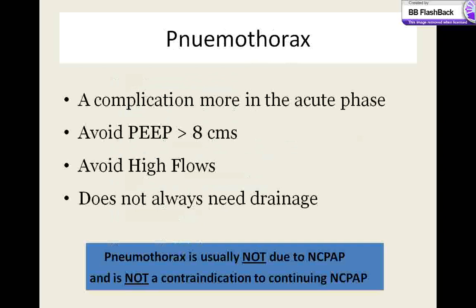Pneumothorax mainly occurs at a time when lungs are stiff in acute phase of the disease. Usually high PEEP levels, more than 8 cm of water, are responsible for air leaks. High flow can be judged by too much bubbling, and it can be adjusted to avoid air leaks. It is not common to develop air leaks while on CPAP.